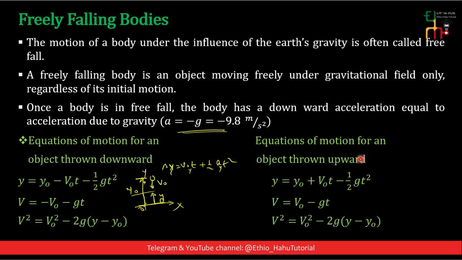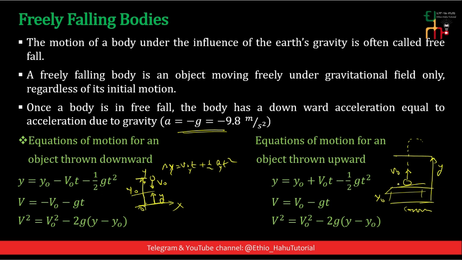When we come to an upward motion, a particle may be thrown from the ground with an initial speed v0. This is the ground. Then it moves upward. If the particle was thrown from some elevated point above the ground, if this is a table, from this table, if the particle is thrown vertically upward, the initial position of the particle is y0. And the final position of the particle when it reaches this point is y with respect to the origin.